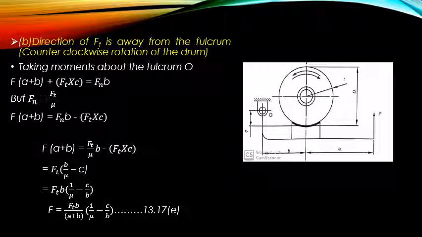So again, taking the moments, we find F into A plus B plus Ft into C, because Ft is now moving away from the fulcrum. So therefore the moment becomes counterclockwise. So again it is equal to Fn into B. So again, substituting for Fn equal to Ft by mu and simplifying, we get the expression F is equal to Ft B by A plus B into 1 by mu minus C by B.